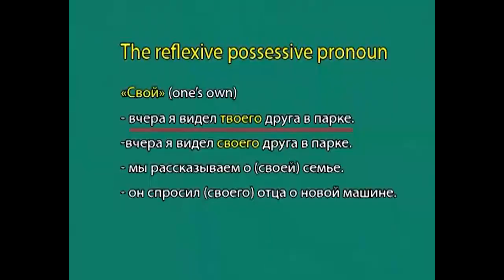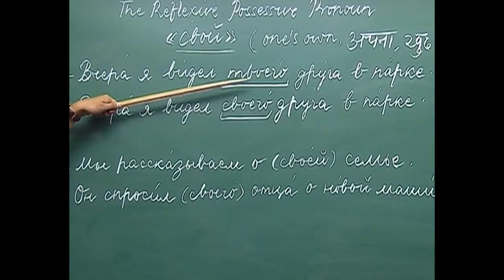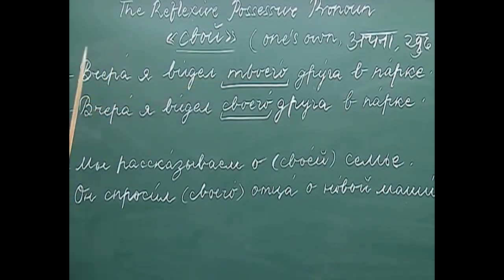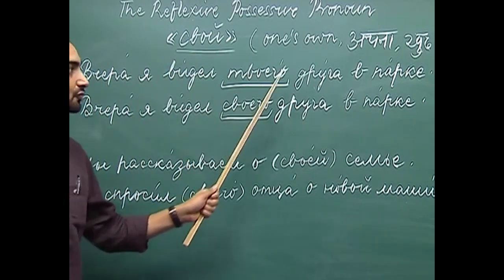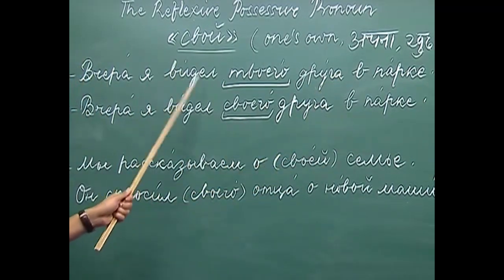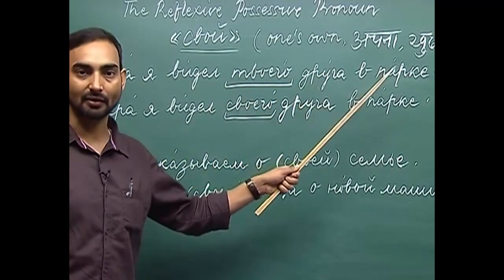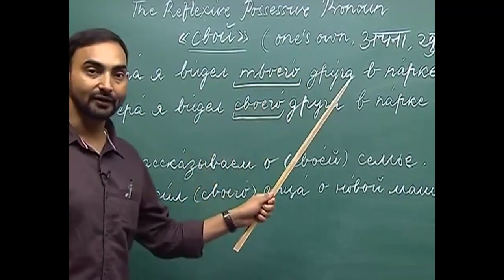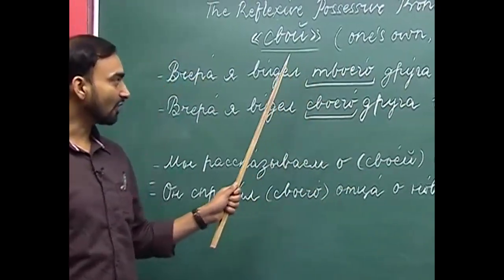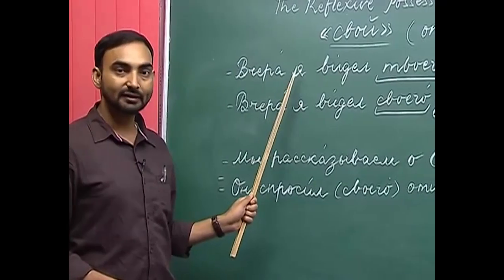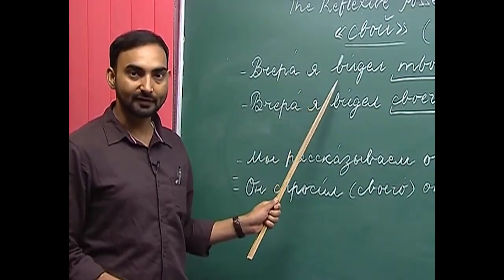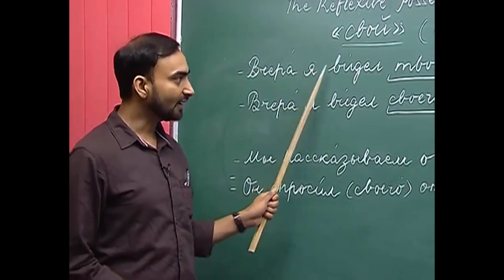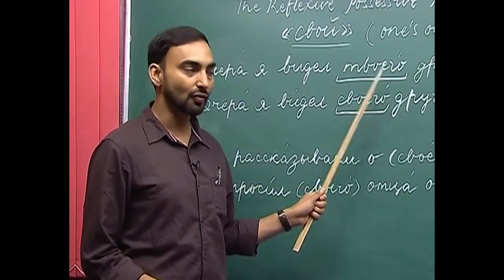For example, вчера я видел твоего друга в парке. Here we have used a possessive pronoun твой. Вчера я видел твоего друга в парке. Yesterday I saw your friend in the park. So here we are saying your friend. So your is not something that the subject, which is я, possesses. So that is why we have used the possessive pronoun твой.